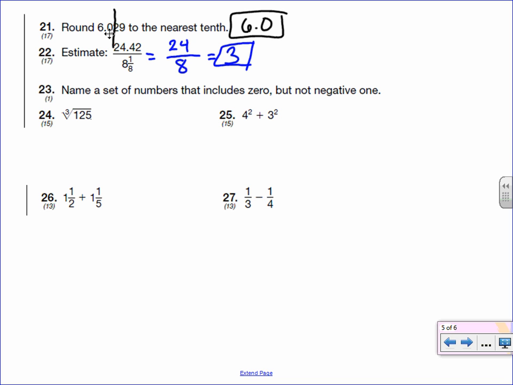Name a set of numbers that include 0 but not -1. Well, we have the counting numbers, which start at 1, so that does not include 0. We have integers, which includes negative and positive numbers as well as 0, so that can't be it. But we also have whole numbers, and whole numbers include 0.